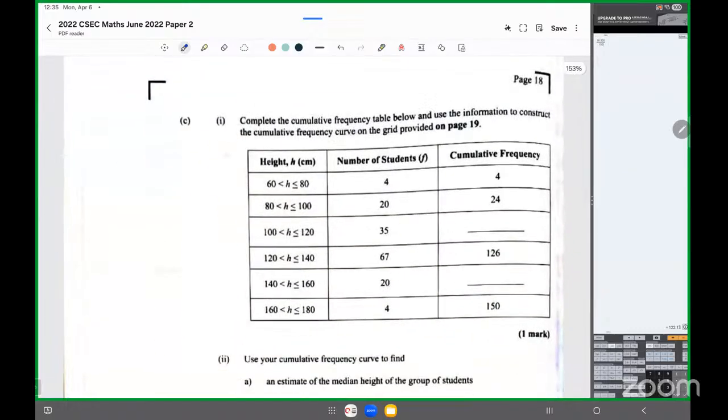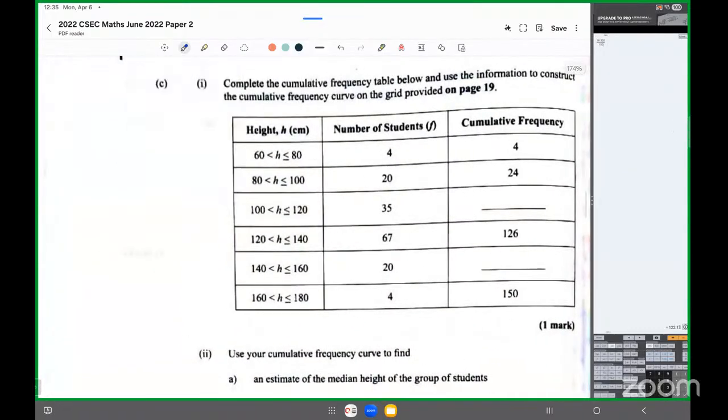Next part. A long question. It says, complete the cumulative frequency table below and use the information to construct the cumulative frequency curve on the grid provided on page 19. So we need to complete this cumulative frequency, adding up the frequency. Remember, the cumulative frequency curve is the best way of lining out the students in ascending order, from the lowest height to the highest height, because we don't know the actual heights of the students. It's the best way of estimating, lining them out in ascending order.